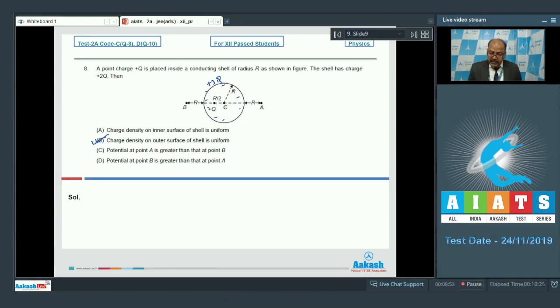Potential at point A is greater than that at point B. Now if the charge here is distributed uniformly, the electric field outside the shell is directed radially, and by symmetry the potential at point A and point B will be equal, which means statement C is incorrect, and so is statement D. So for question 8, only statement B is correct. Let's now move to the next question.